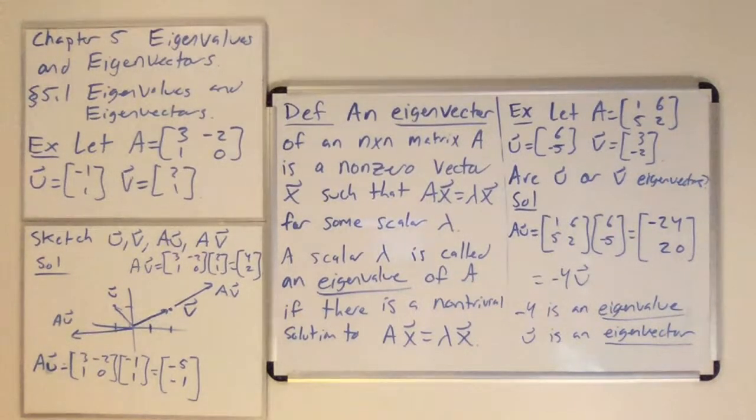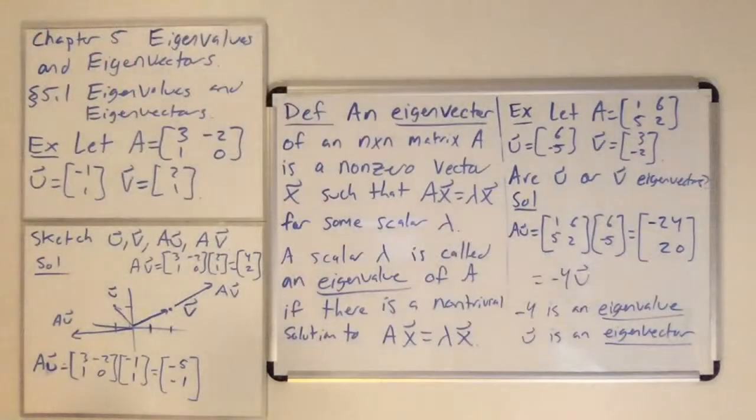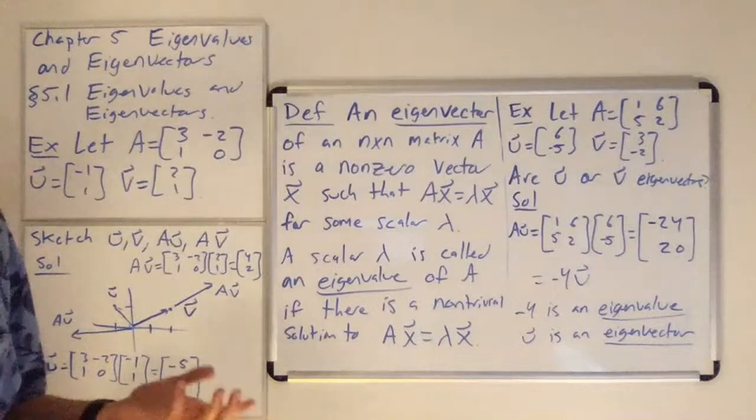Where did the -4 come from? Let's make sure I did this correct. Yeah, -24 as our first entry and 20 as our second entry. So it just came from observation at this point.